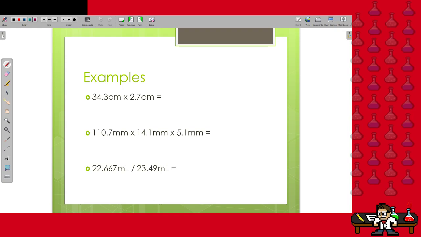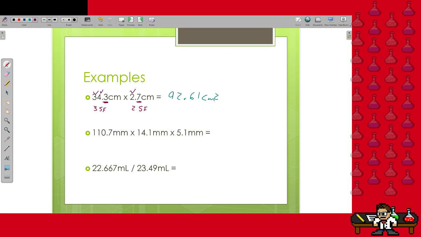So for the first example here, we have 34.3 centimeters times 2.7 centimeters. When we multiply these two numbers together, we're going to get 92.61 centimeters squared before we do any rounding. Now we have our number. Let's check our significant figures. In the first number, 34.3, we have 3 significant figures: 2 numbers that we were sure about, and 1 estimation. In 2.7, same deal. We have 1 number that we were sure about, and our estimation in the tenths place, for 2 significant figures.